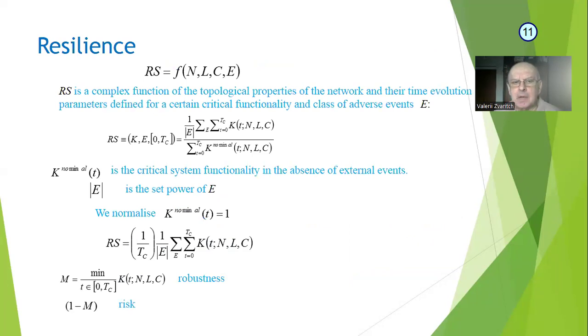Resilience is a complex function of the topological properties of the network and time evolution parameters defined for a certain critical functionality and class of adverse events E. The definition of resilience is shown on slide 11.